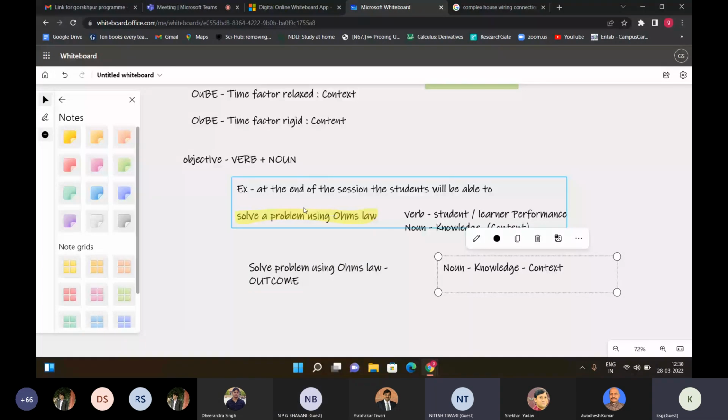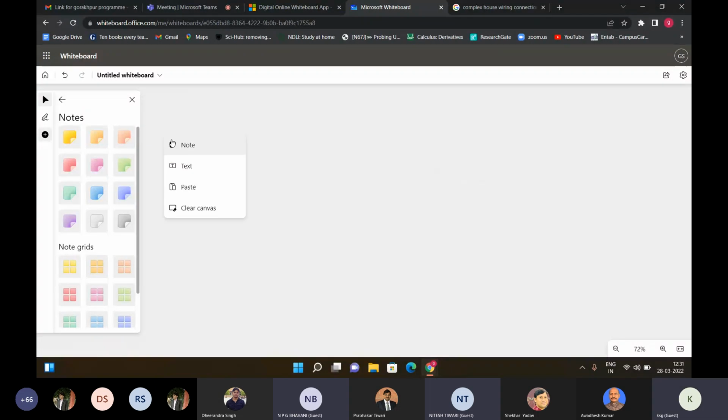Now, when I am using this objective, I need to categorize it. The categorization of this objective, in other words, the levels of objectives: what is the type of level that we need to focus on? For fixing the levels of objective, we will be invoking the revised Bloom's taxonomy.